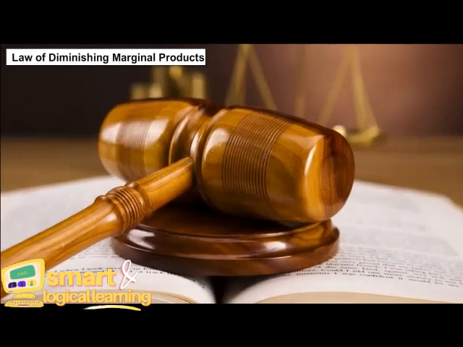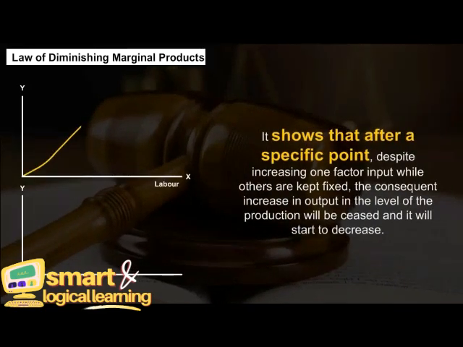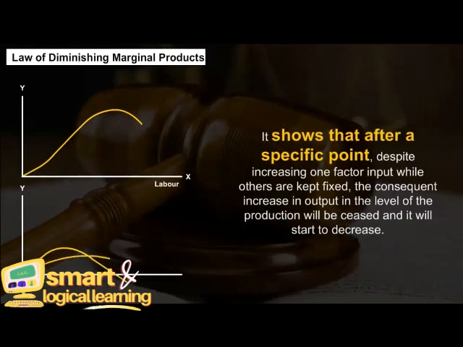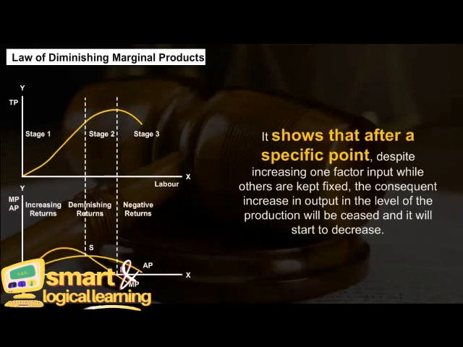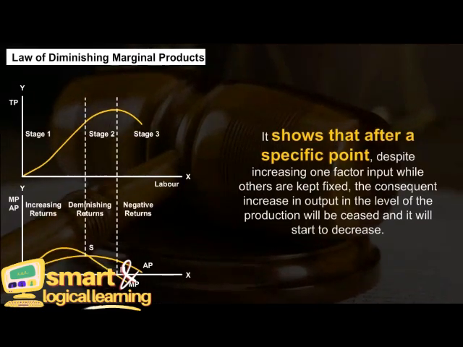Law of diminishing marginal products. It shows that after a specific point, despite increasing one factor input while others are kept fixed, the consequent increase in output in the level of the production will cease and it will start to decrease.